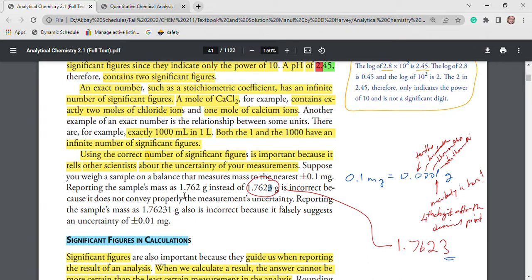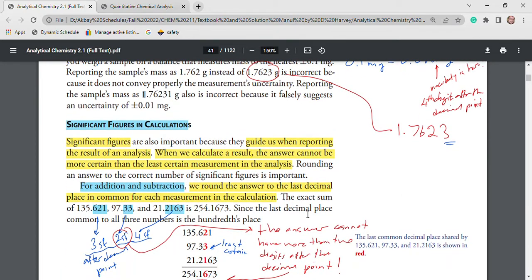Now if you report it as 1.762, you're reporting the uncertainty at the 1000th place, so that is incorrect. If you show your number like 1.76231, then you're telling people that the uncertainty is at the 100,000th place, which is not correct. So we have to watch for those.